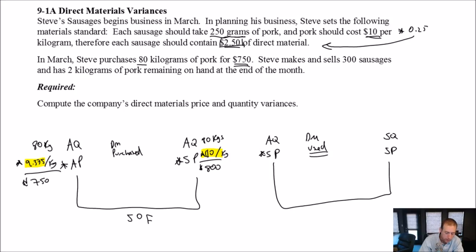So let's see. Steve purchased 80 kilograms. Did he use all of it? Because a lot of these questions, they use all of it. But the answer here is no. And how do I know he didn't use all the pork? Because he had 2 kilograms left over. So if he bought 80 and he had 2 left over, he must have used 78 kilograms.